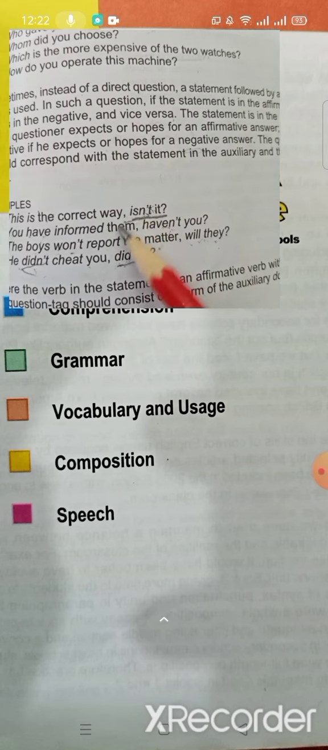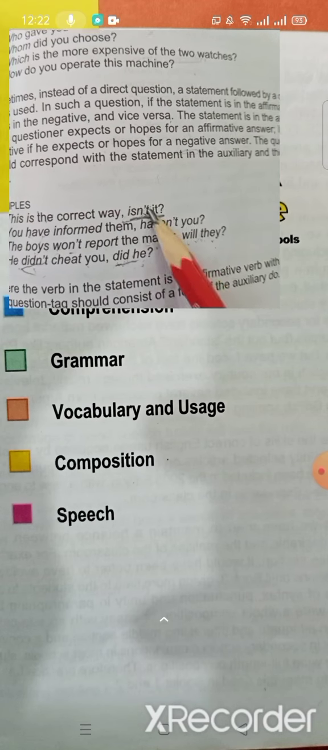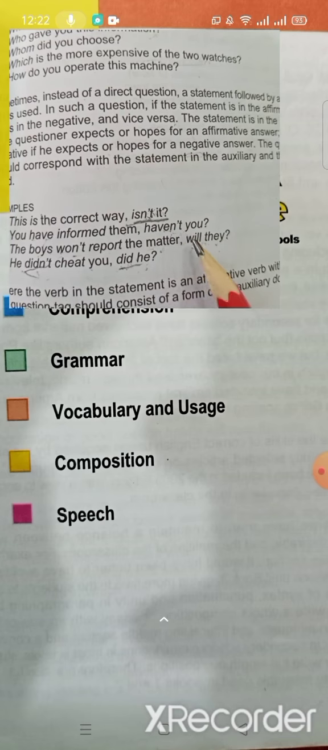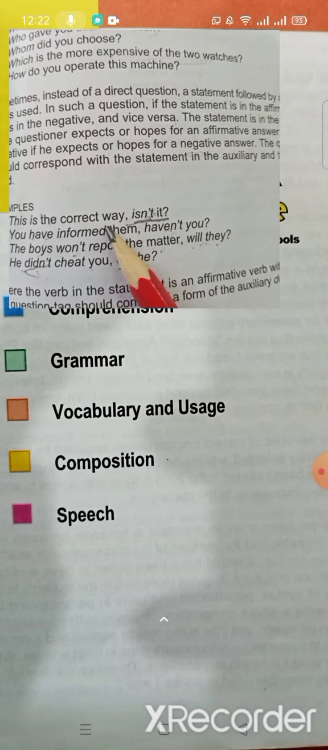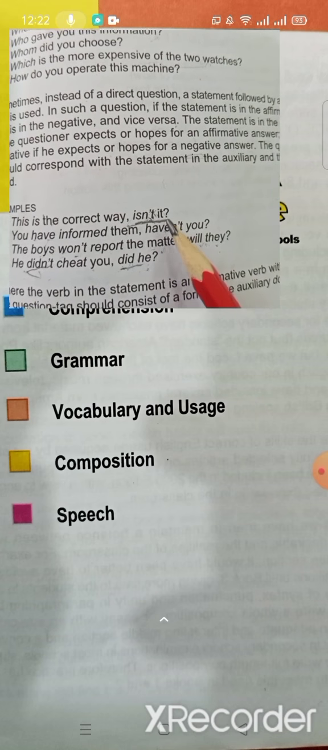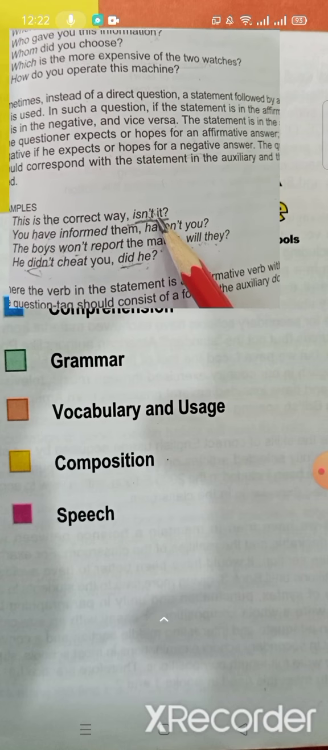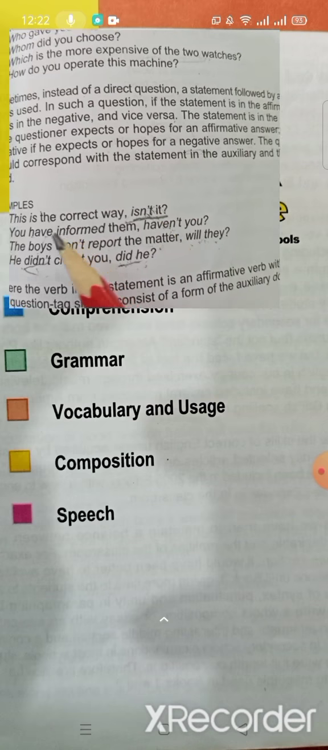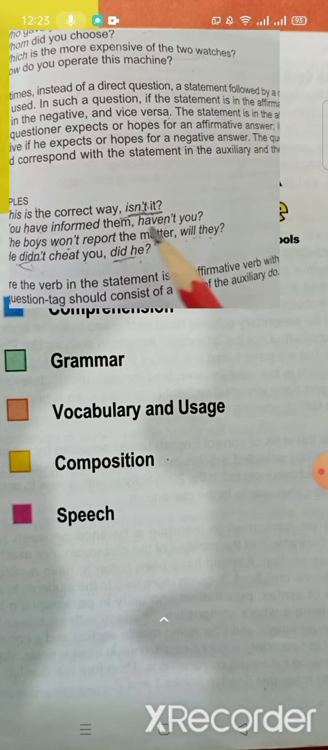These are for information confirmation, meaning you are confirming things. This is the correct way, isn't it? Means you are confirming. A question tag is used for confirmation. You have informed them, haven't you?